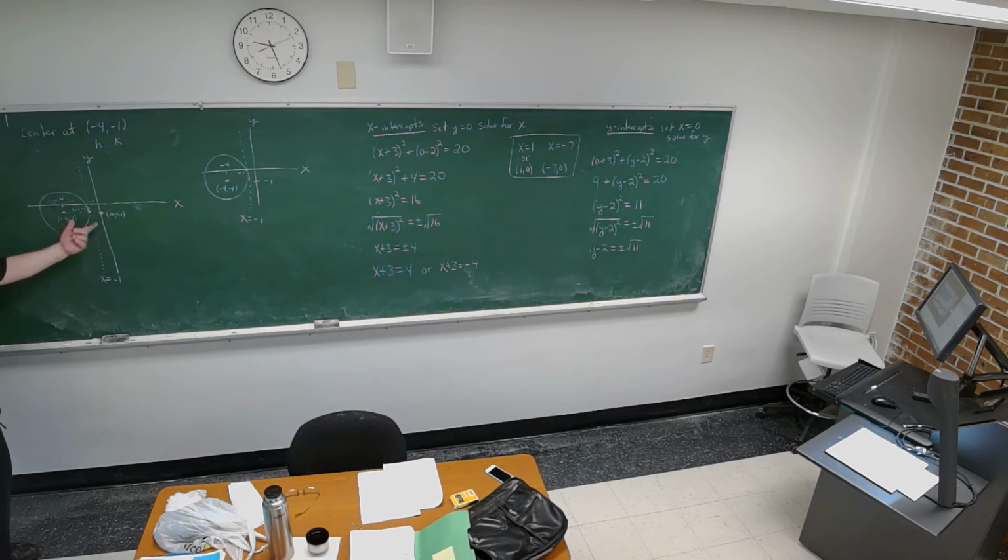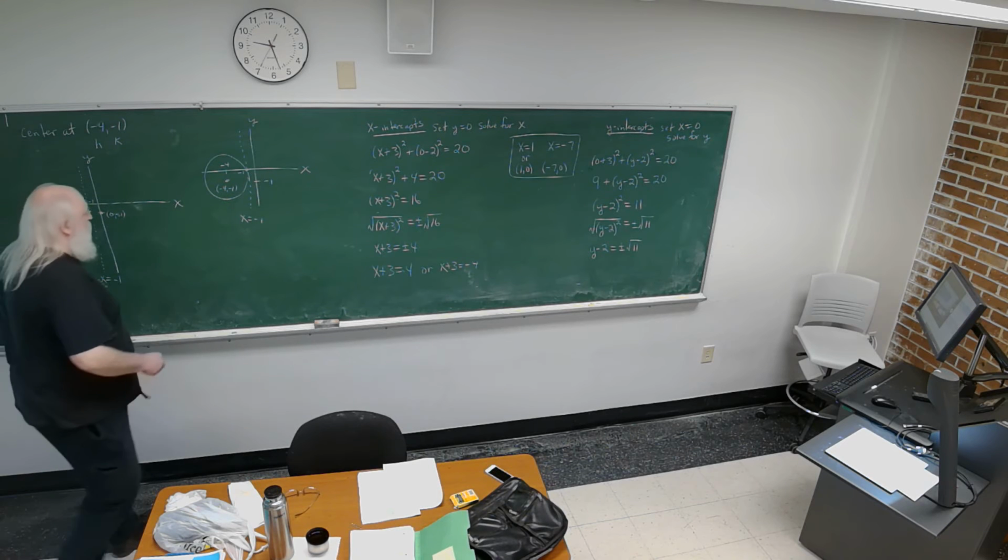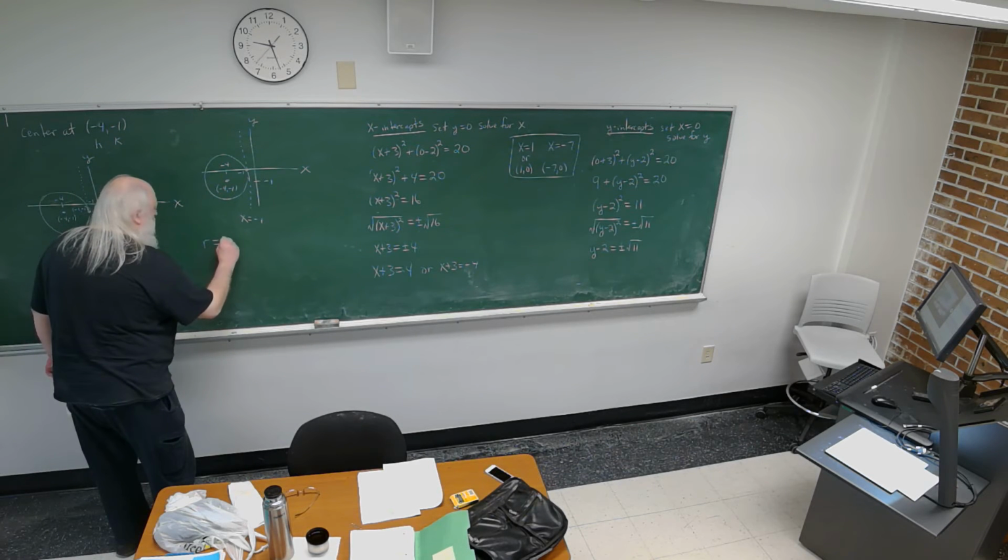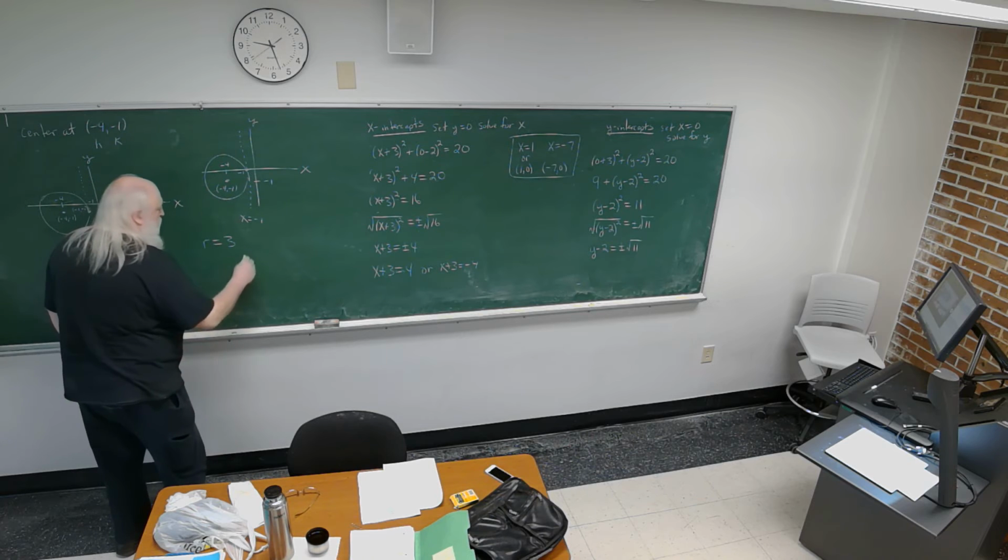And using either the distance formula between those 2 points, calculate the distance from the center to the edge of the circle. Either using the distance formula or by inspection. Since we're going horizontally directly to the right, you can see that it's only 1, 2, 3 units from the center to the edge of the circle. So you can conclude the radius r is equal to 3.